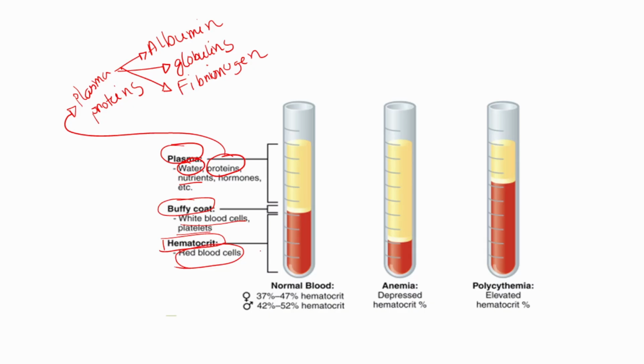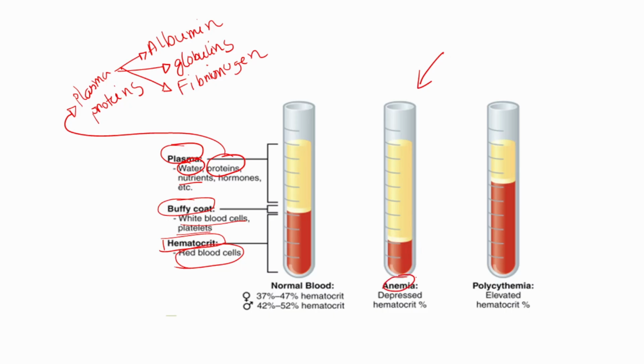Let us now look at how the proportion of this red layer changes under different physiological conditions. In a healthy individual, the hematocrit level stays within a strict homeostatic range. However, if the body fails to produce enough red blood cells or loses them rapidly, the red layer shrinks significantly, as you see in the second test tube. And this state of depressed hematocrit percentage is called anemia.